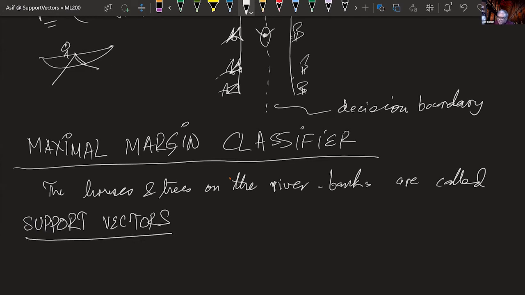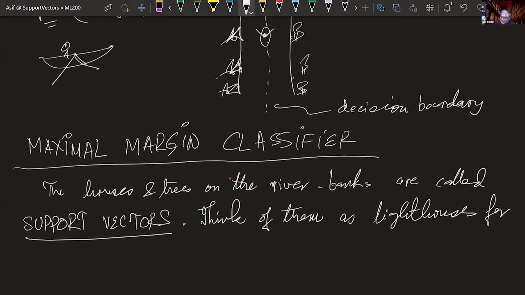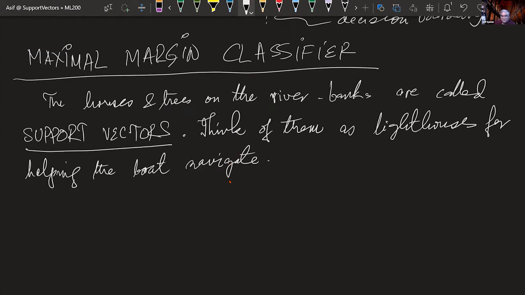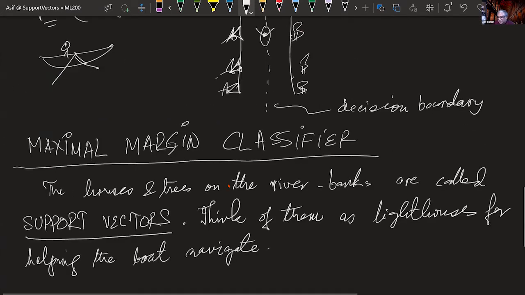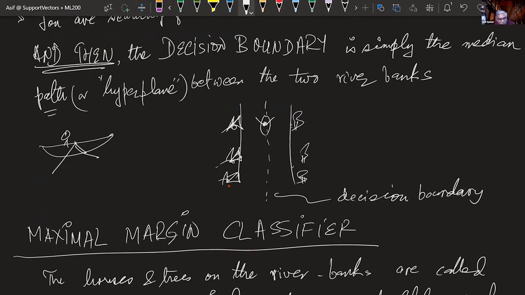Are we together? I like to think of them as lighthouses, houses for helping the boatman, the boat, navigate. Right? So in the sea, we have these lighthouses along the coast that give you a sense of how to navigate, get closer to land. In the same way, think of these as lighthouses, except that on a river, or if you go to the city, you will find that there are no real lighthouses.